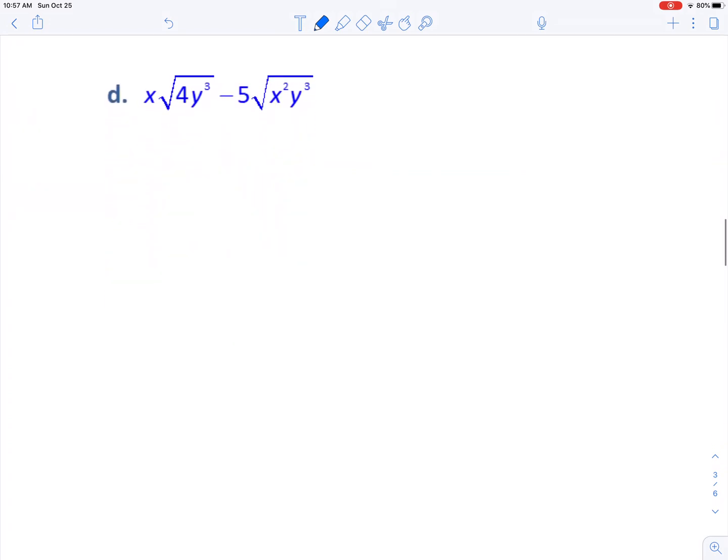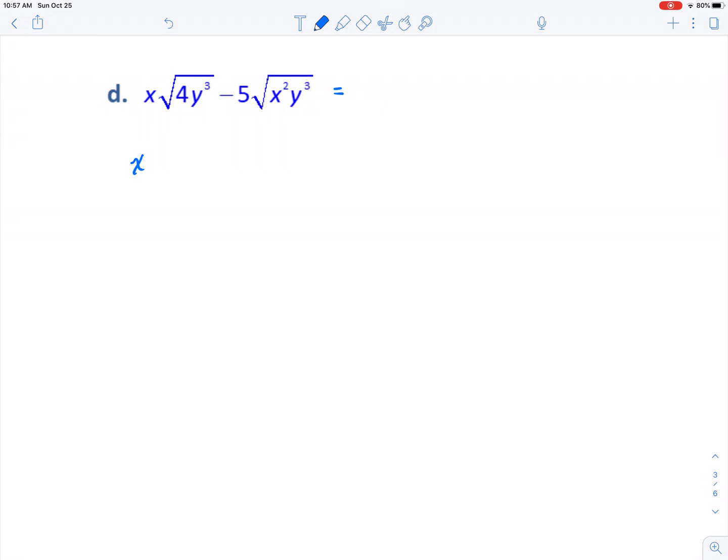We're back to square roots here. These have a lot of variables in them with powers. And you can see the square roots match. The indices are both 2's, but the radicands do not match. So this one's kind of tricky.